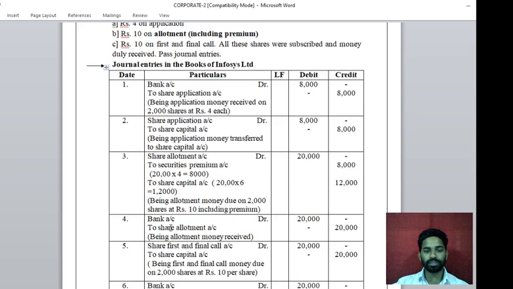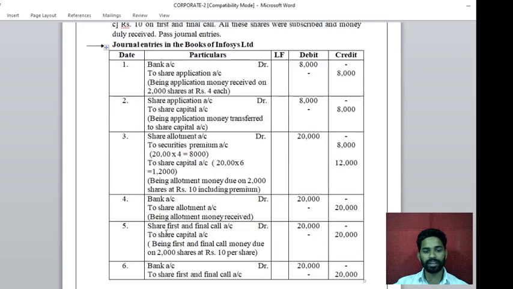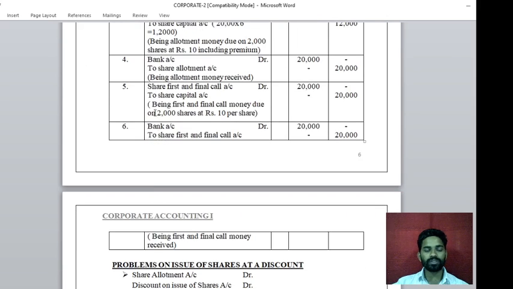Rupees 10 they are receiving on the first and final call. So what will be the entry? Share first and final call account debit rupees 20,000. It means 2,000 shares at rupees 10 per share, to share capital account credit rupees 20,000.